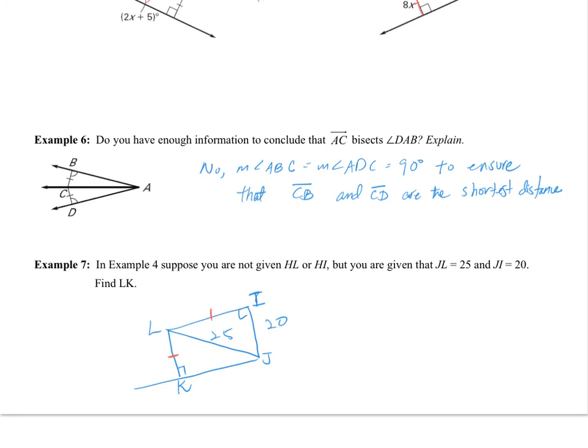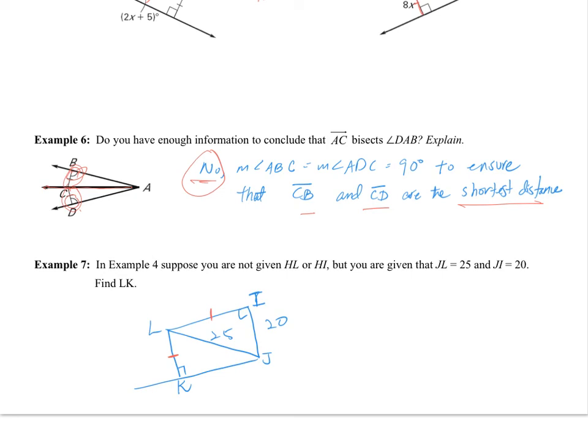Example 6. Do you have enough information to conclude that AC bisects angle DAB? Well, because these are not perpendicular here, we cannot conclude that AC bisects angle DAB. We don't know if these are the shortest distance unless these are perpendicular. So measure angle ABC has to be equal to measure angle ADC to ensure that CB and CD are the shortest distance. That's why the answer is no.